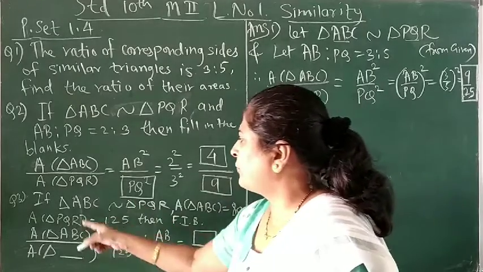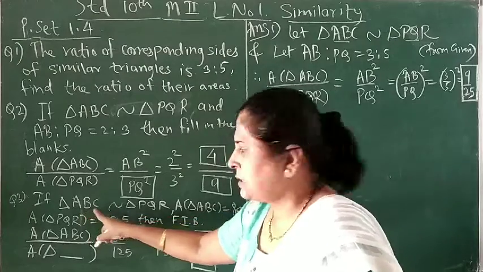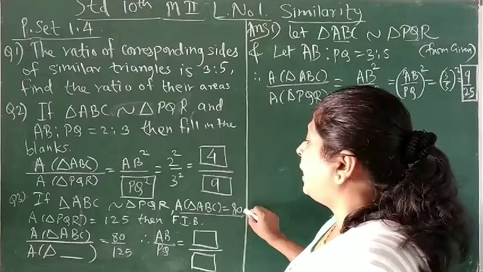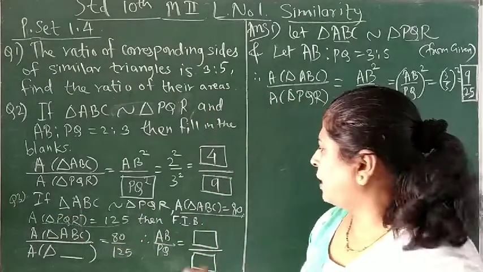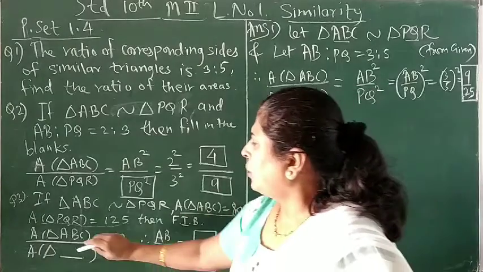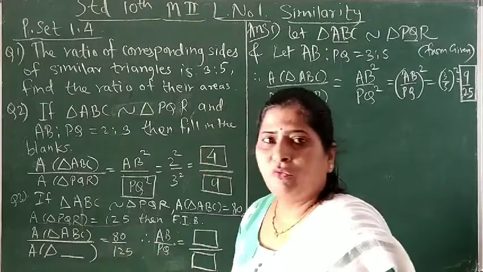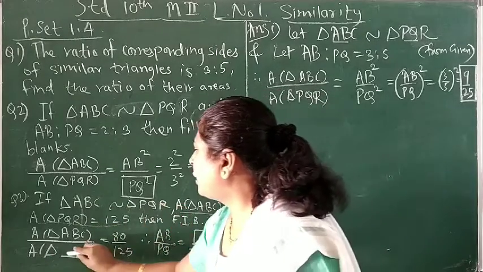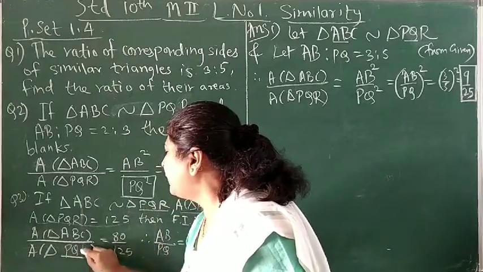There is one more question which is activity based. It is now given that triangle ABC is similar to triangle PQR. Now area of triangle ABC is given as 80 and area of triangle PQR is given to us as 125, and now we have to fill in the blanks. Here it is given that area of triangle ABC upon area of triangle what? We have to write this name only, triangle PQR. That is, we are filling the blanks.